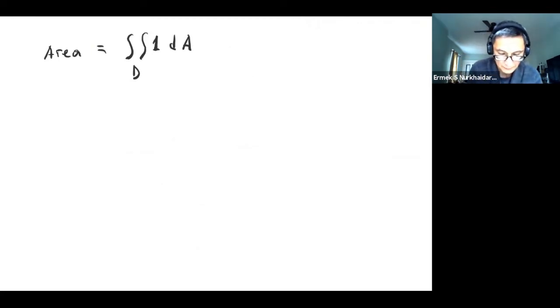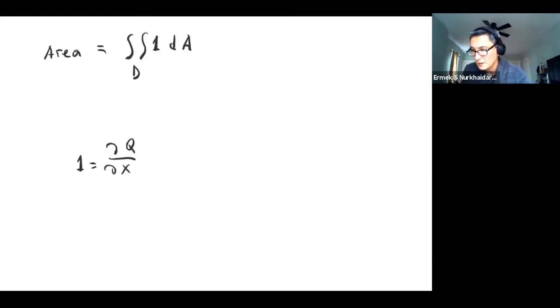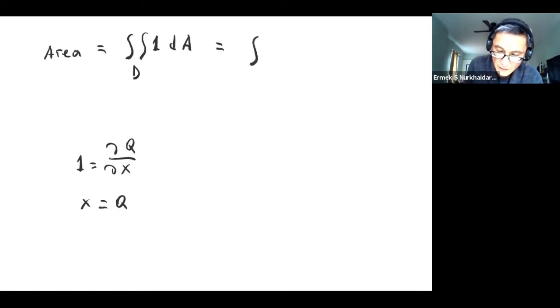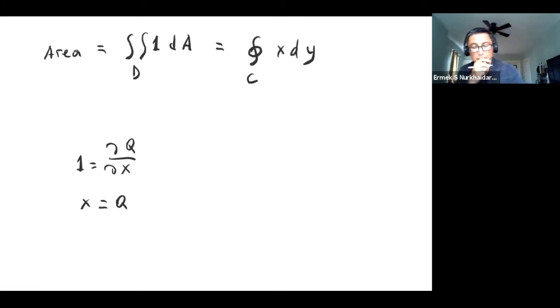are two possibilities now. You can pretend that 1 is your partial derivative of Q with respect to x. So if you do that, then you can find Q is going to be equal to x. So if Q equals x, we're going to get the integral of x dy using Green's theorem, because if you know Q equals x, that's what you get.